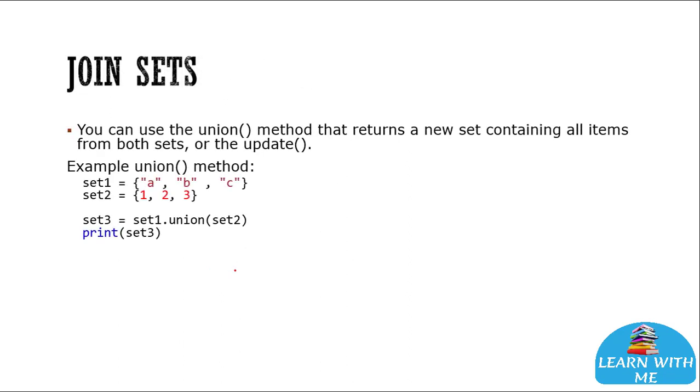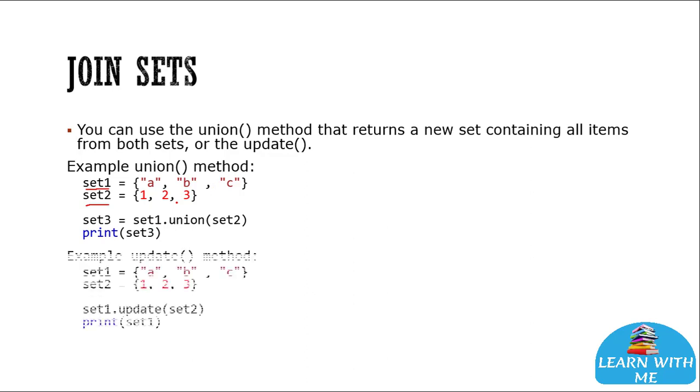Now, how to join two sets. Suppose we have two sets and we want to join them into one set. You can use the union or update methods. Let's go through this example. Set 1 holds A, B, C, and set 2 holds 1, 2, 3. Set 3 is going to be set 1.union(set 2). It will hold both A, B, C and 1, 2, 3. The second example is using update, in the same way.